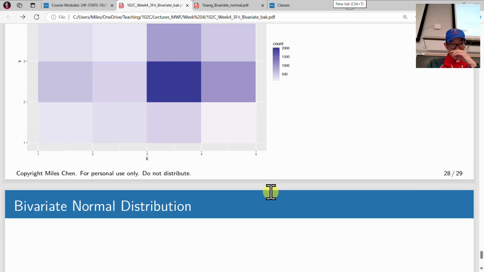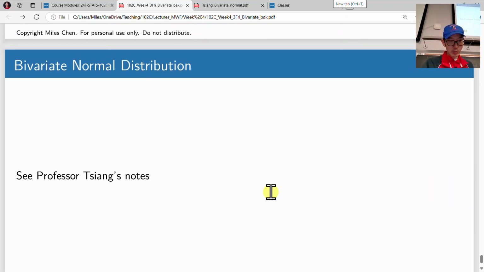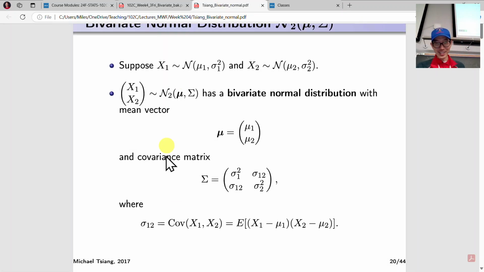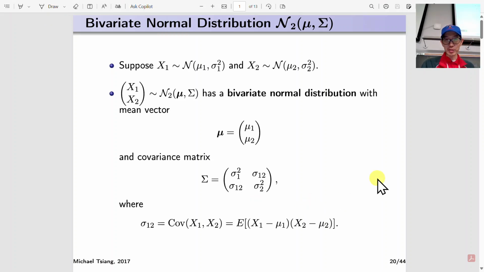Okay, and then finally, we'll talk about generating values from a bivariate normal distribution. And for this, I'm going to just use Professor Tsang's notes because he did a good job, and it would have just ended up with me just kind of copying his notes. But the idea here is now you have a normal distribution, and you're generating x1 and x2, okay?